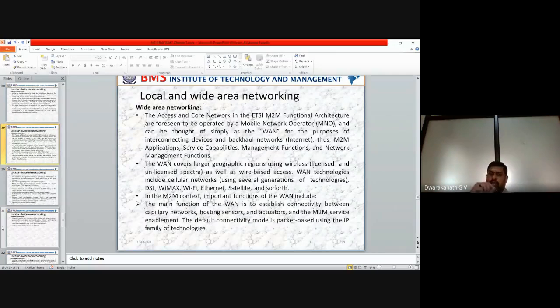Why? Because starting from a sensor to the end device, or a backend device, whatever is there, all devices should know about IP, meaning packet based switching or networking. Otherwise, you can't do it.